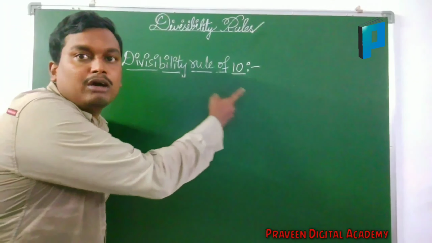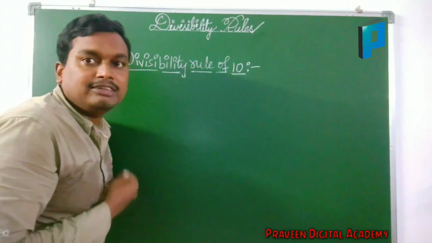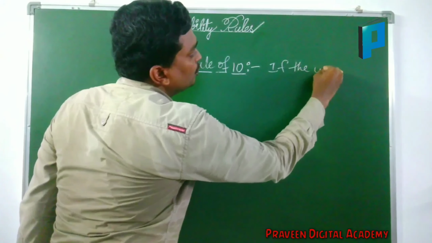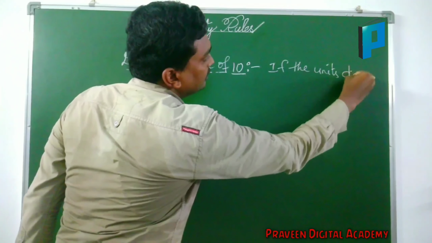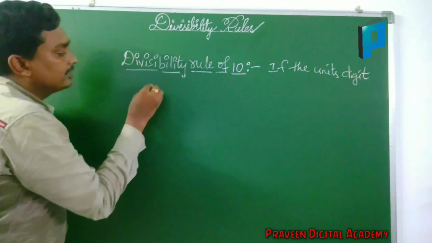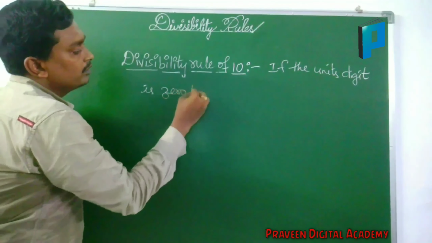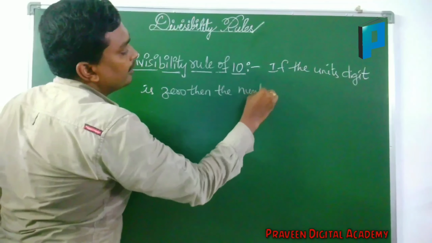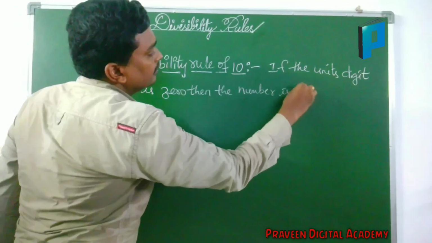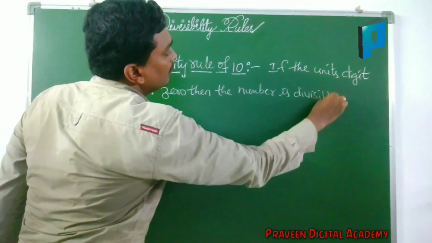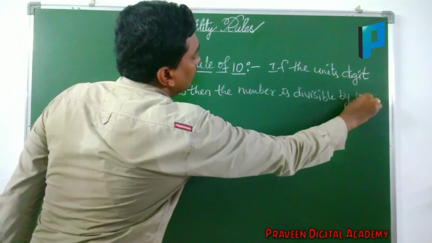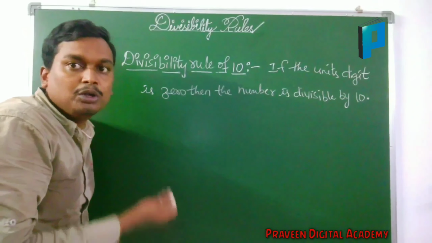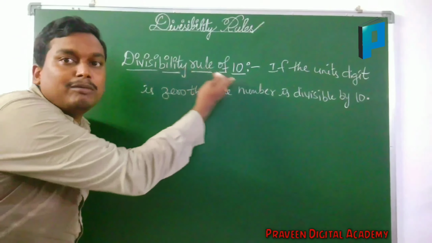Come to the divisibility rule of 10. The divisibility rule of 10 is very simple. If the units digit is 0, then the number is divisible by 10. If you are having any number with 0 in the units place, then such a number is divisible by 10.